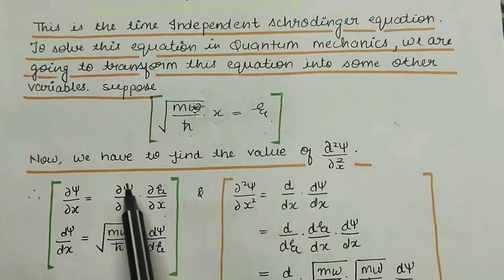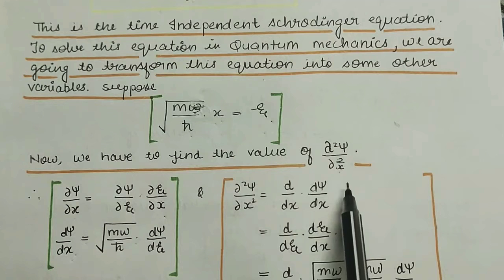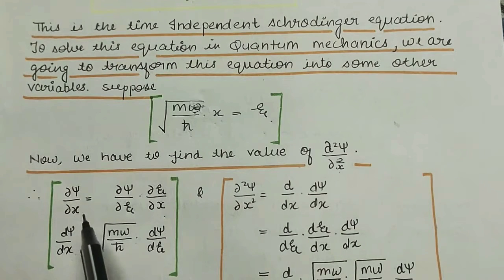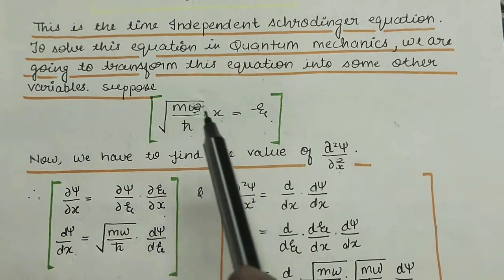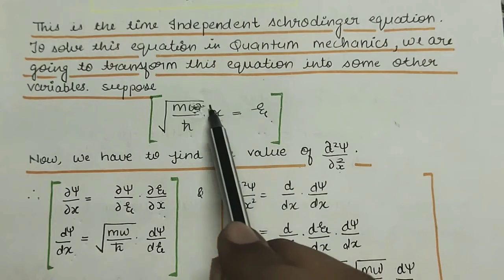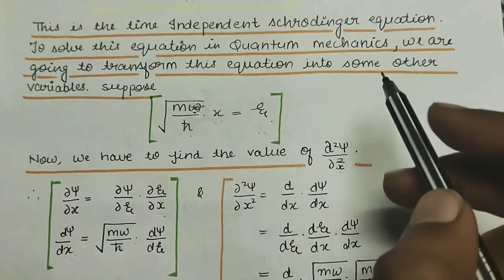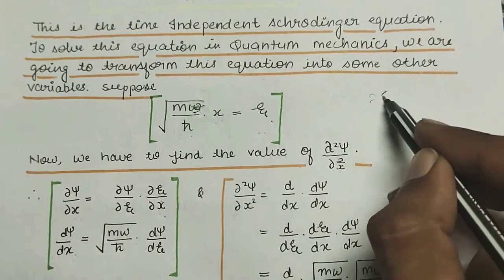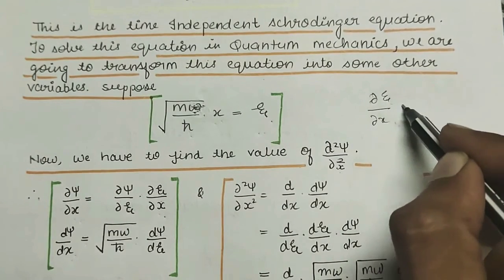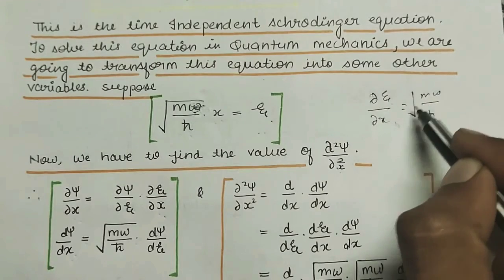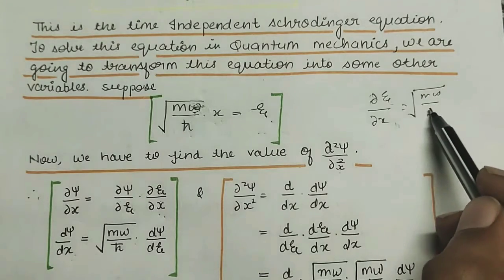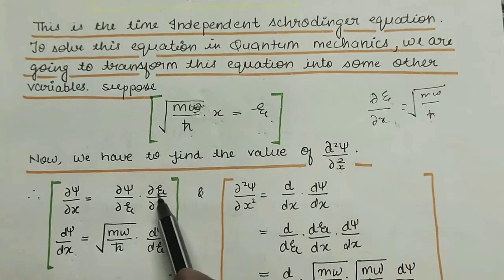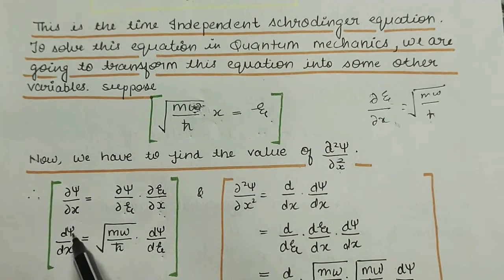Now we have to find the value of del squared psi upon del x squared. So del psi by del x, we can write as del psi by del xi and del xi by del x. Here when we find del xi by del x, this x vanishes, so del xi by del x equals root of m omega upon h cross. So this del xi by del x we can replace by the square root of m omega upon h cross. So this del xi by del x value is here, and del psi by del xi I can write here, and del psi by del x is as it is.